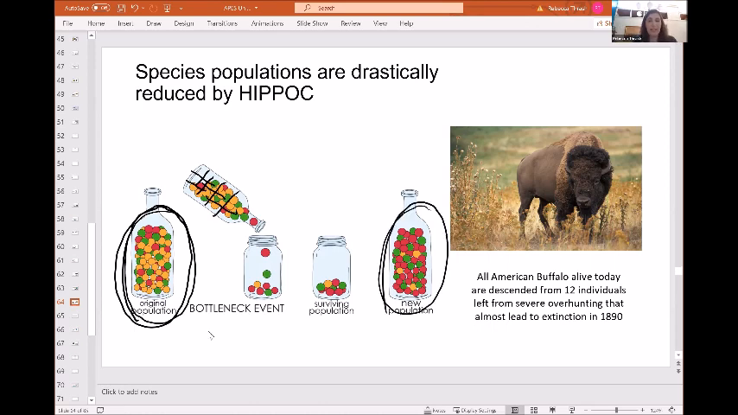genetically the same. That's kind of what happened to the buffalo. All the buffalo we have alive today are actually descended from about 12. So they're not as diverse as they once were. We call that a population bottleneck.